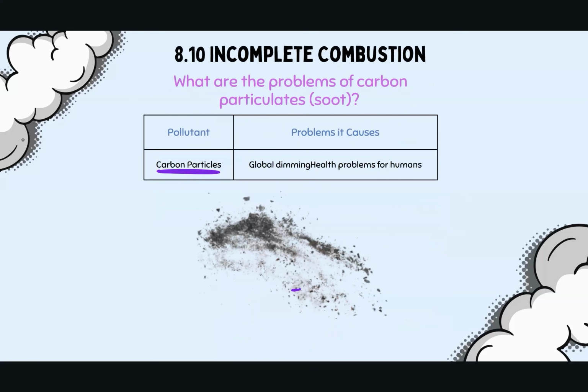Then we've got carbon particulates. That's just carbon by itself. They cause global dimming, meaning they can enter the atmosphere and reduce the sunlight, and also health problems for humans. So when we breathe carbon particulates in, they cause damage to our respiratory system, as in our lungs.